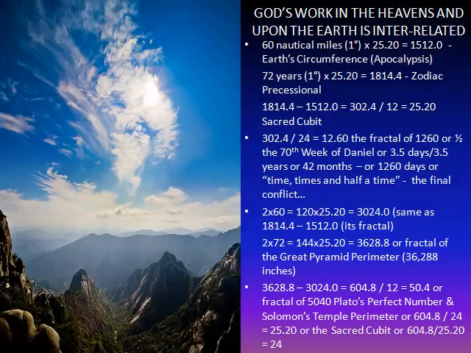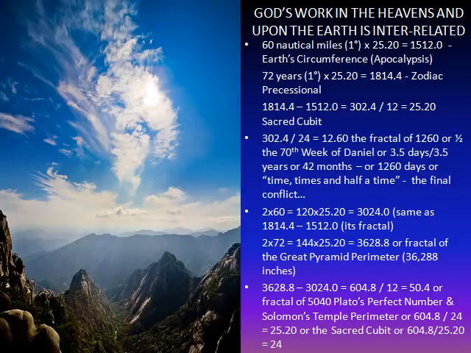Now, taking that same difference of 302.4 and dividing it by 24, representative of the 24 elders of Israel and the church combined, 12 plus 12 equaling 24, divided into the 302.4 difference, it will equal 12.60, which is a fractal of 1260, or 1/2 the 70th week of Daniel, or 3.5 years, or 42 months, or 1260 days, or time, times, and half a time, the final conflict.